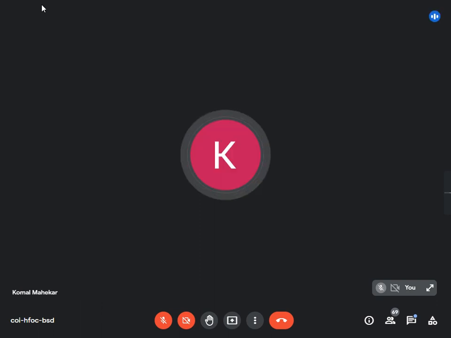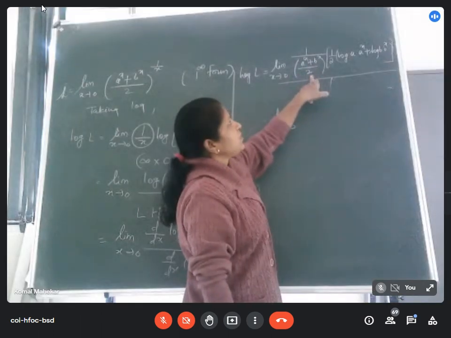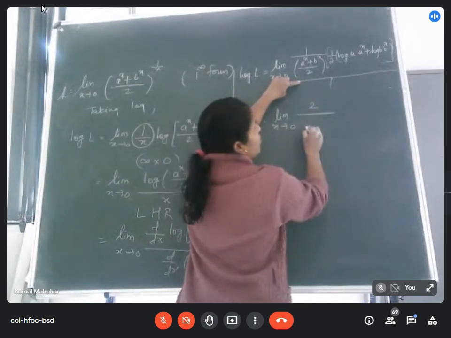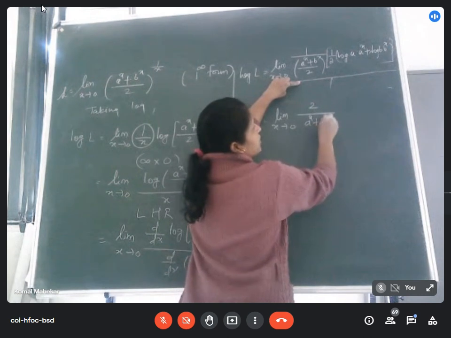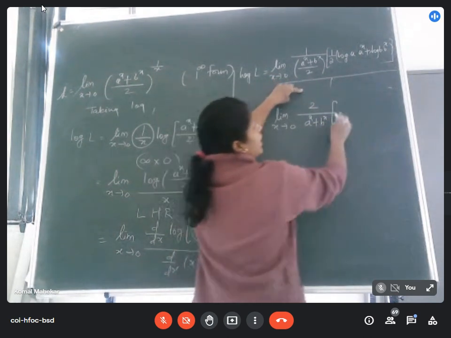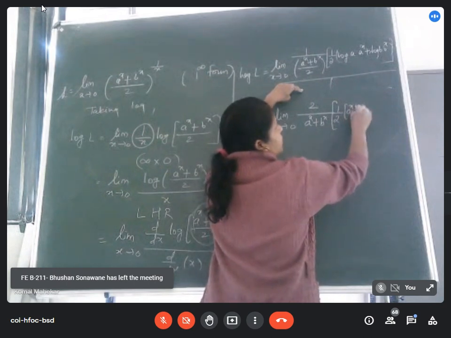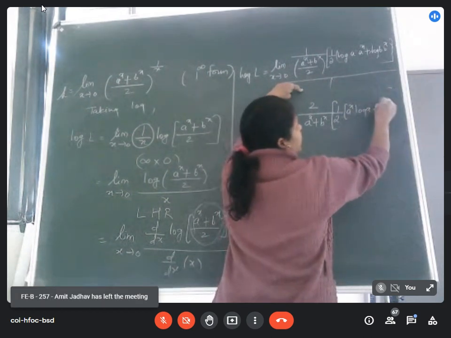1 upon this term, a raised to x plus b raised to x upon 2. This is divided. That is same as multiply by 2 upon a raised to x plus b raised to x. And divided by this 1 by 2 into a raised to x into log a plus b raised to x into log b.